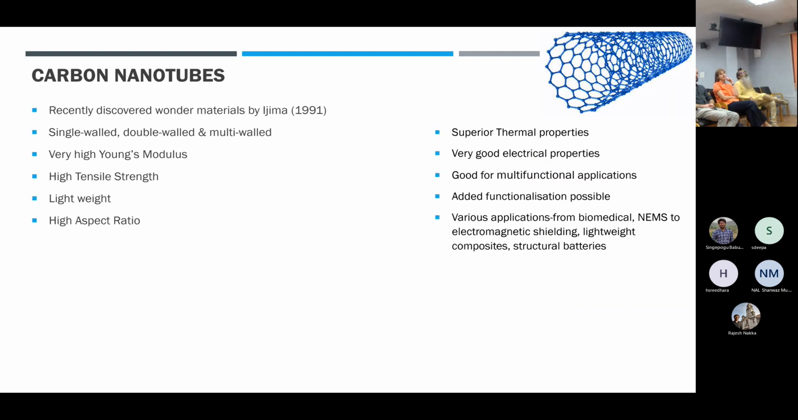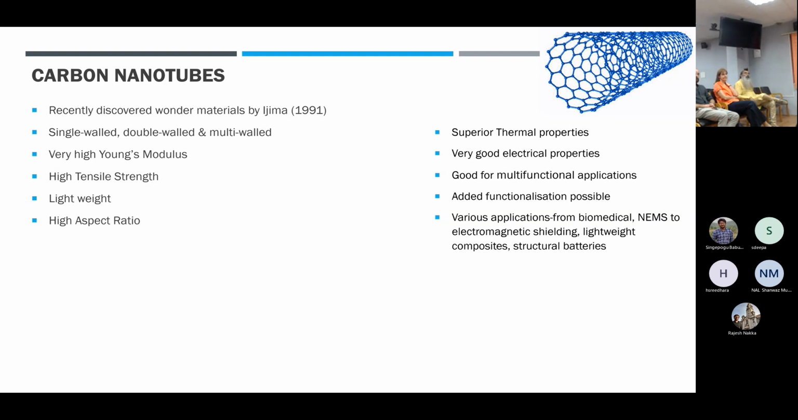So coming to carbon nanotubes, because these are what we are currently trying to use and incorporate more and more because of their very good structural properties as well as other multifunctional properties. They are recently discovered wonder materials, by Iijima in 1991. Carbon nanotubes are either single walled, double walled, or multi walled, depending on the number of concentric tubes combining to form a structure.